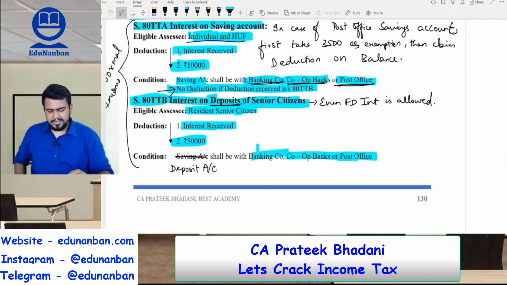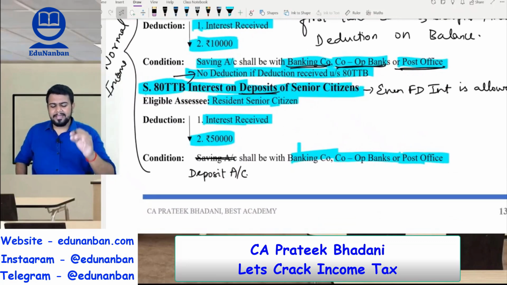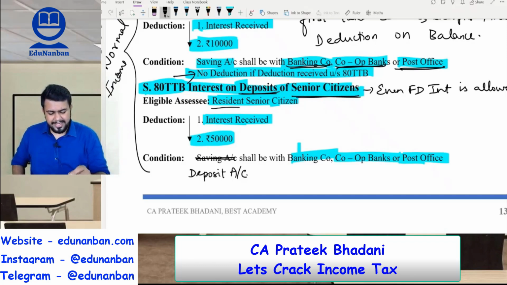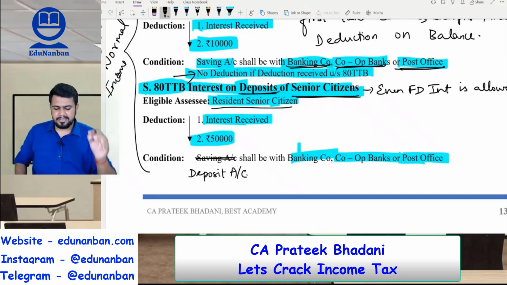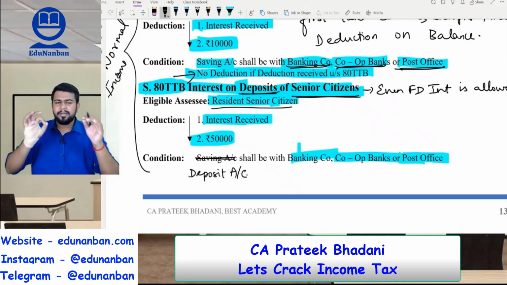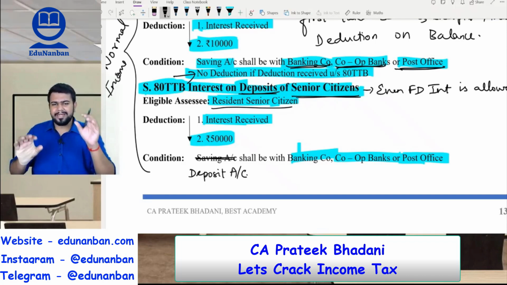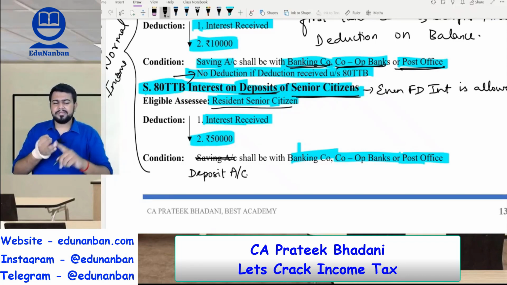Okay. Next, section 80TTB. 80TTB is the deduction allowed for senior citizens. So if the assessee is a resident senior citizen, then interest on deposit, not saving account, it is given deposit. So the deposit can be saving account, it can be fixed deposit, it can be recurring deposit, it can be any deposit.